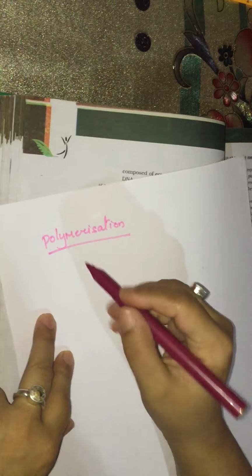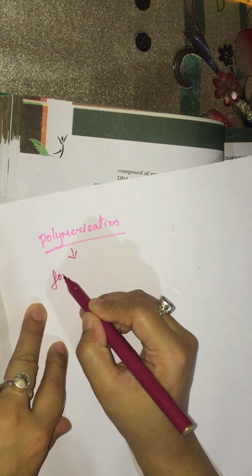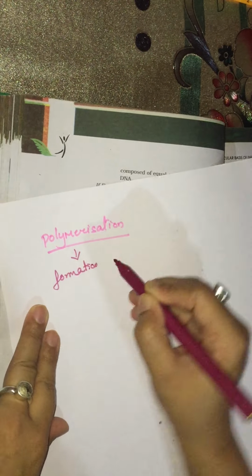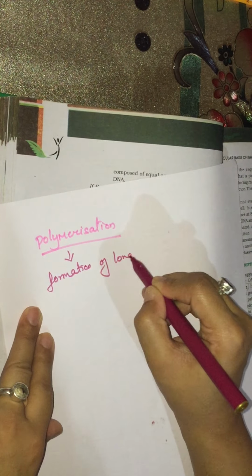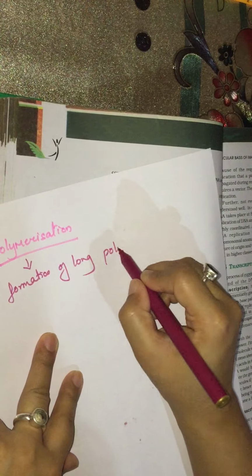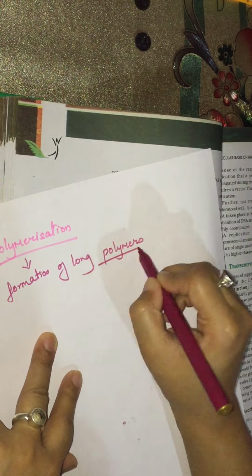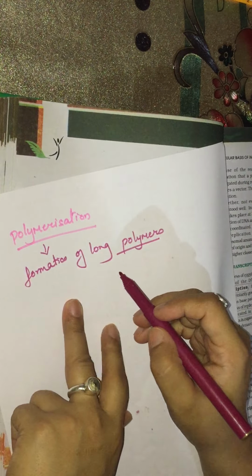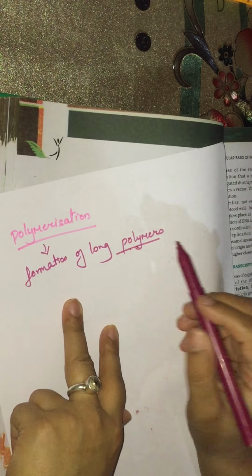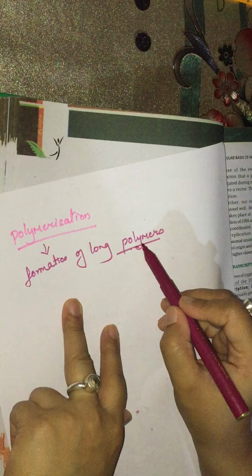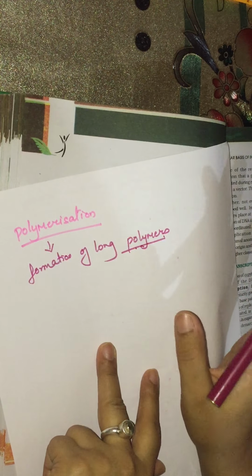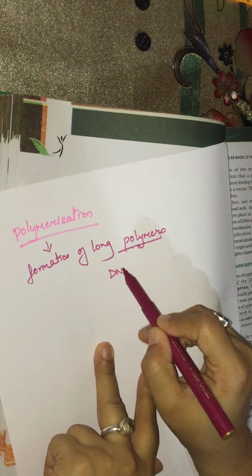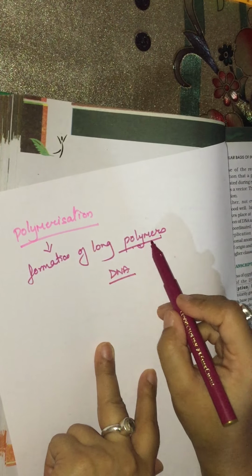See, there is one term, polymerization. Polymerization is nothing but the formation of long polymers. Now polymers can be anything. Poly means more than one. So there is a polymer of nucleotides. In DNA or RNA there is a polymer of nucleotides.